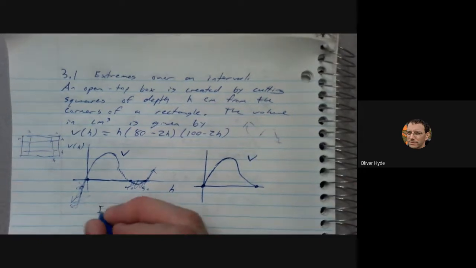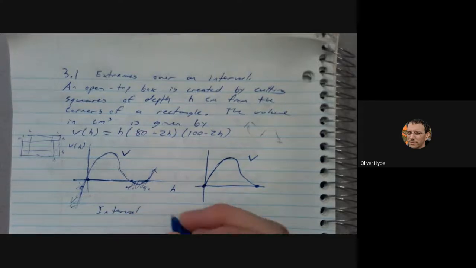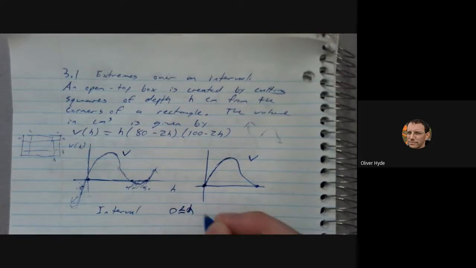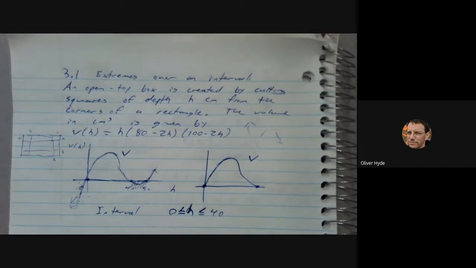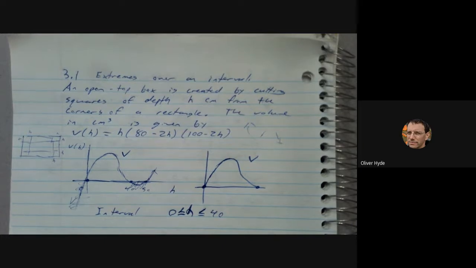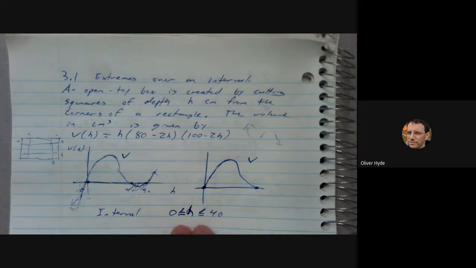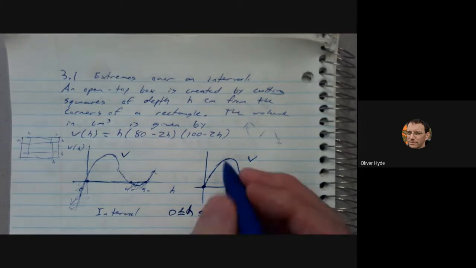Our interval then in this question is going to be h values. We could talk about whether it should be greater than or equal to, or greater than. We don't really care too much. It isn't going to affect any of our conclusions. Cut depths need to be between 0 and 40 centimeters. So that's why it's important that we're talking about over an interval here, because this curve on its own isn't going to have an absolute maximum, but over a fixed interval, any continuous curve is going to have an absolute maximum.